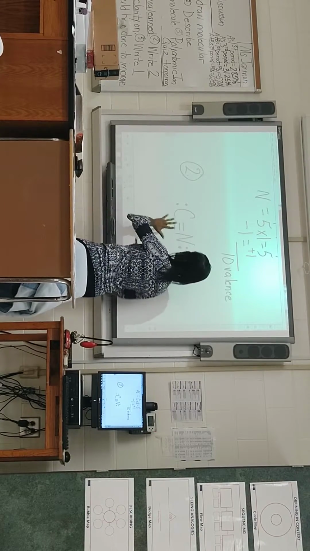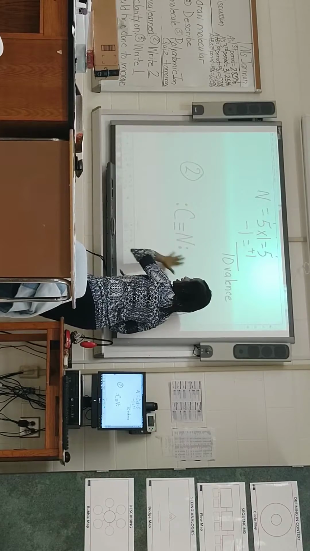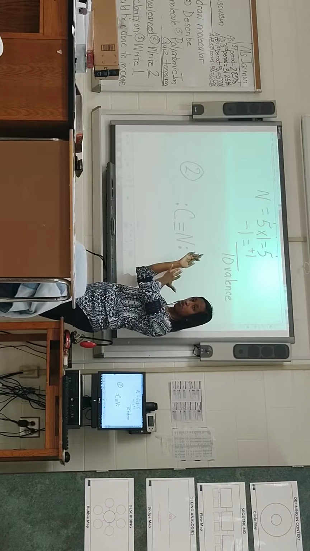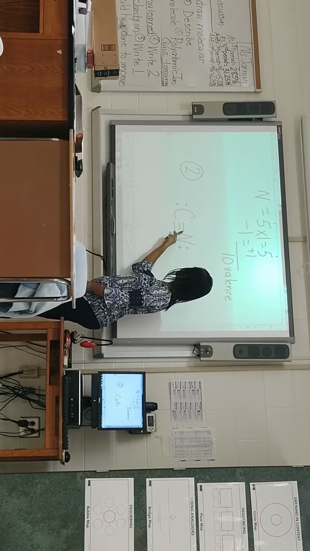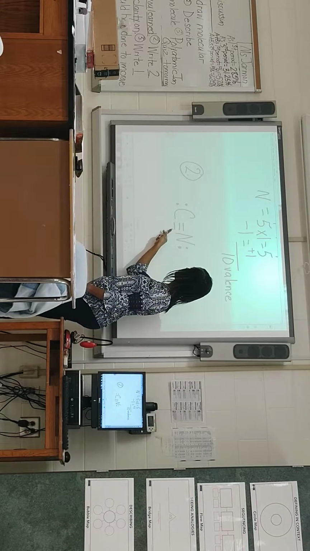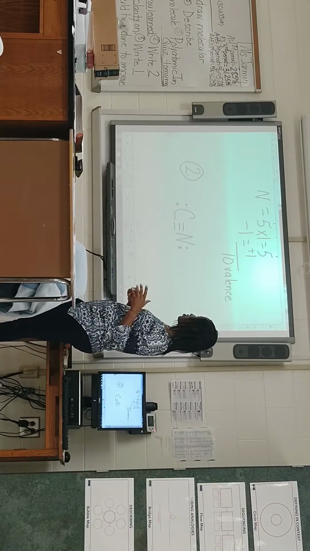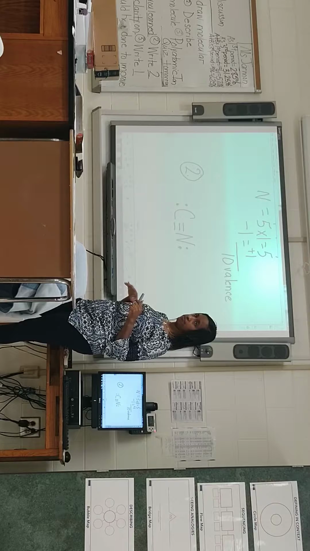Now this carbon has 8, and this nitrogen has 8. But now let's see if we meet our valence requirement. 1, 2, 3, 4, 5, 6, 7, 8, 9, 10. Yes, we do. So now we have determined this is a triple bond.